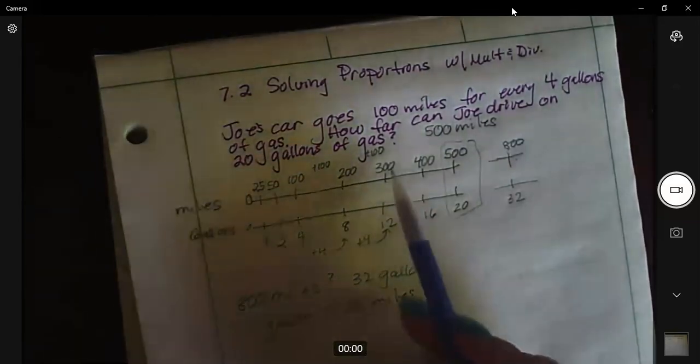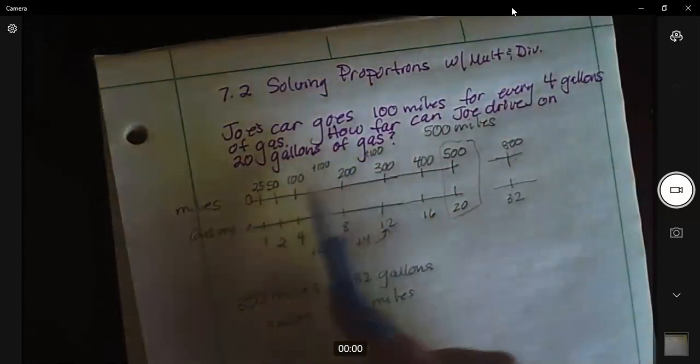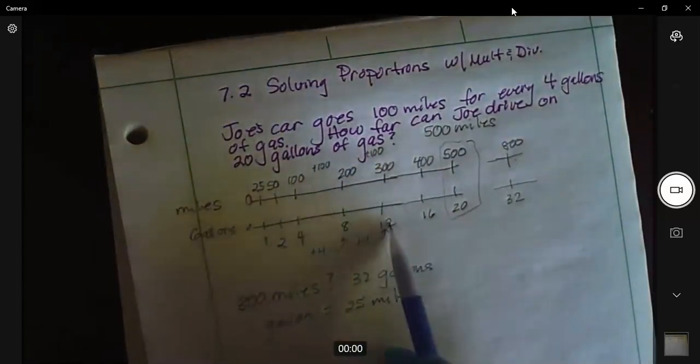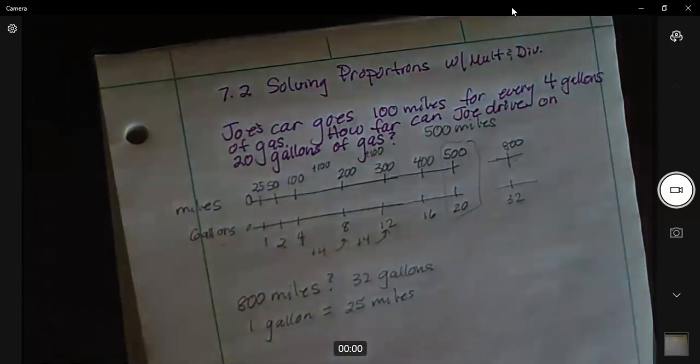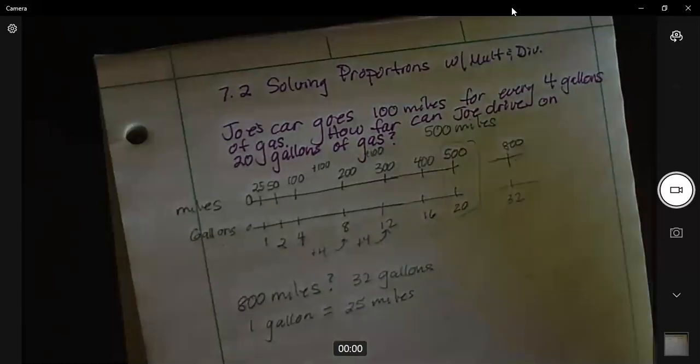They might take 300 and divide by 6. That gets them to 50. 12 divided by 6 gets them to 2. Now I just have to divide by 2. So there are a lot of different ways that they can use these number lines, but they're really good visuals for them to determine this.